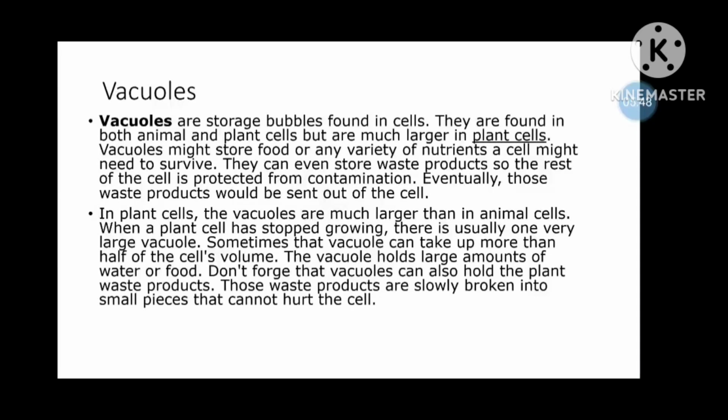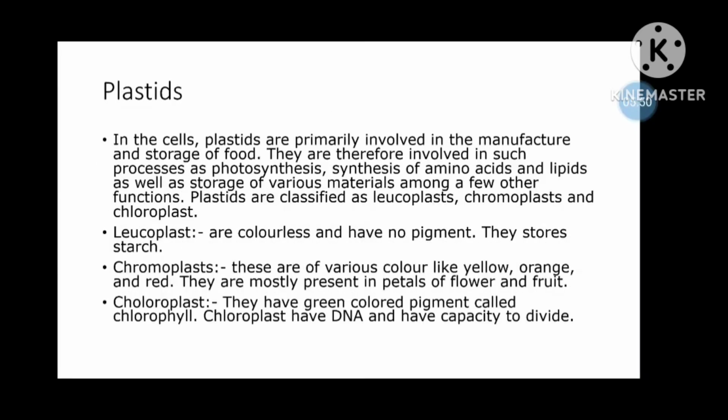Come to the next slide. Now come to the very important part of the plant cell, that is plastids. In the cell, plastids are primarily involved in manufacturing and storage of food. They are therefore involved in such processes as photosynthesis and synthesis of amino acids and lipids, as well as storage of various materials among a few other functions.